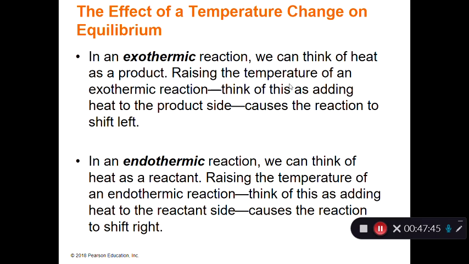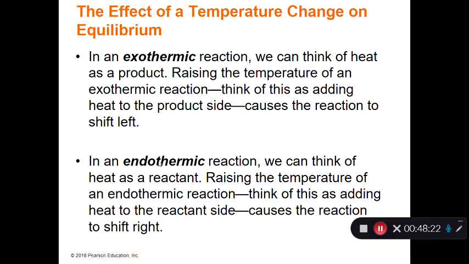And finally, I'm going to remind you only 2 types of reactions we have, exothermic and endothermic. In exothermic, it means we are going to produce heat, and endothermic, we are going to gain heat. For exothermic reaction, we can think heat is a product because we are going to produce heat. So what happens if we have higher temperature? Product increases, system shifts to the left.